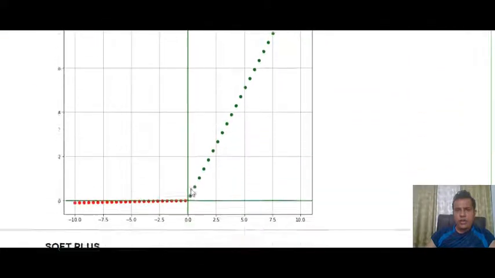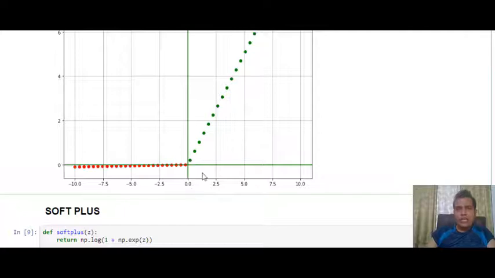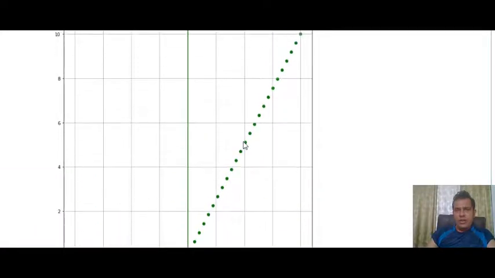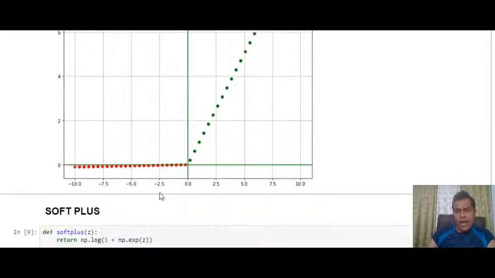So the green dots represent when your x is greater than 0. And if you closely look at the red line, or the red dots, you will see that these red dots are not on the x-axis, but they are slightly below the x-axis. Which means that for negative values of x, I am still generating my output. Though the output generated is very small, yes, we are still generating the output.